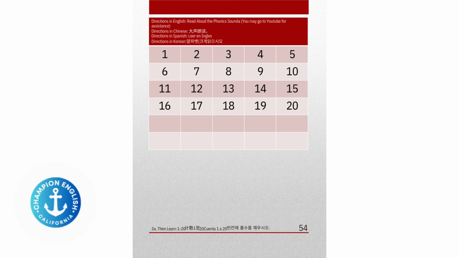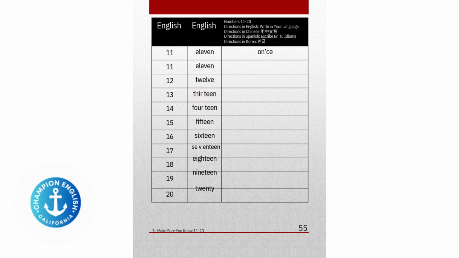6, 7, 8, 9, 10, 11, 12, 13, 14, 15, 16, 17, 18, 19, and 20. Go ahead and practice those numbers with a partner three times. Ready? And go. Now, students, you are going to translate the numbers 11 through 20 in your own language.